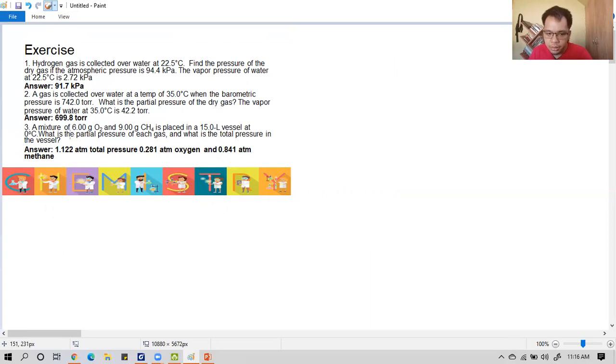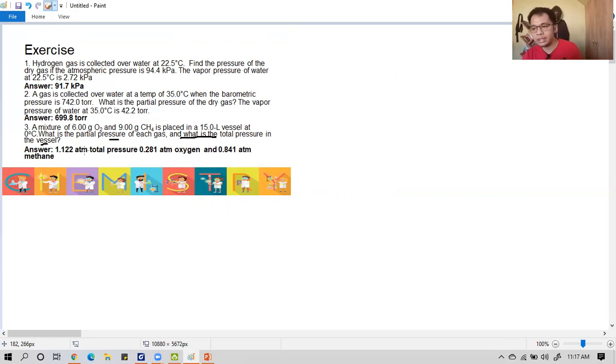A mixture of 6 grams of oxygen and 9 grams of methane is placed in a 15-liter vessel at 0 degrees Celsius. So, 273 Kelvin siya. Tama. What is the partial pressure of each gas? And what is the total pressure in the vessel? So how do we do that?